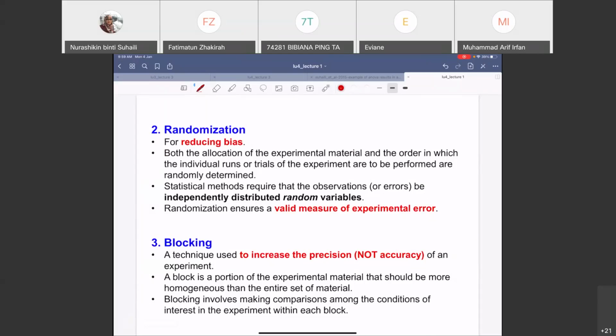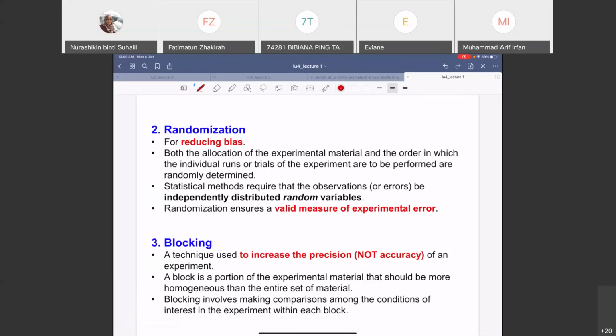Randomization ensures a valid measure of experimental error. Okay. Blocking is a technique used to increase the precision, not accuracy, of an experiment. Precision here means, like just now, you put the blocks year 1, year 2, year 3, you could have a specific picture about the samples. Maybe year 3 would read more, because they're doing research at the end, FYP. So year 3 would spend more hours for reading. So you can see the trend accordingly.